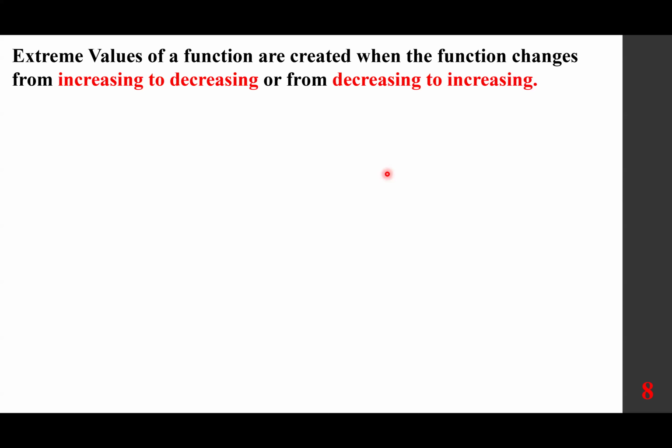All right, extreme values of a function are created when the function changes from increasing to decreasing or from decreasing to increasing. So as we look at this graph, first it's increasing, then it's decreasing. So it gives rise to a peak, an extreme value, more specifically, a local max. On the other hand, this is decreasing first and then increasing. So it gives us an extreme value, more specifically, a local minimum.